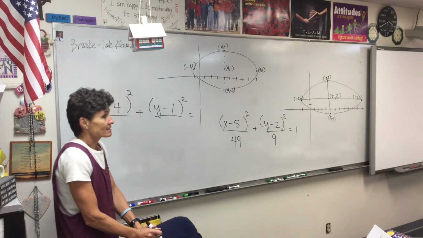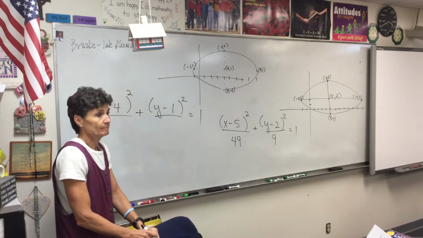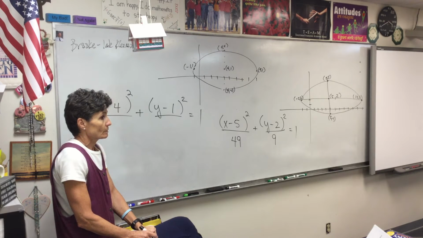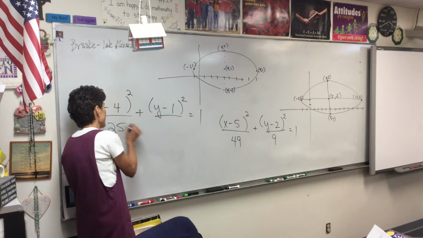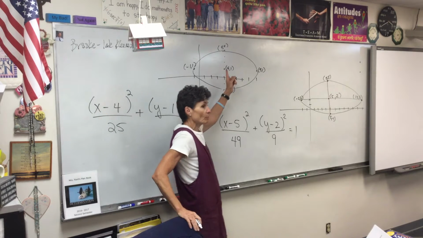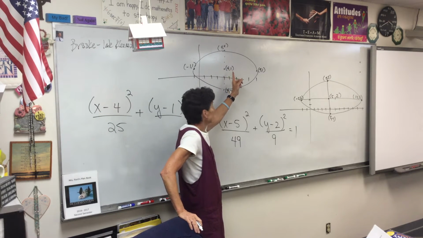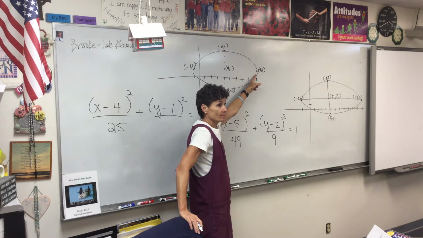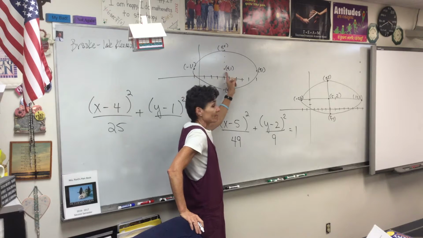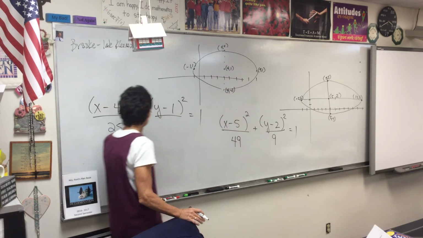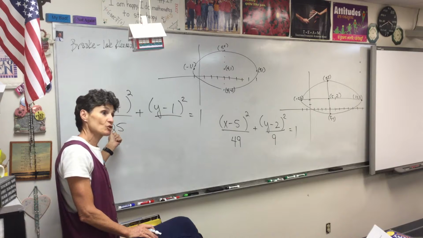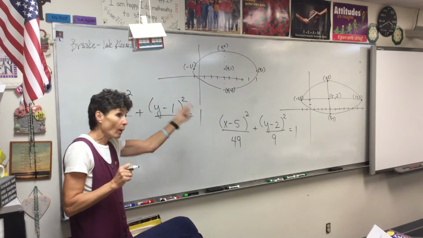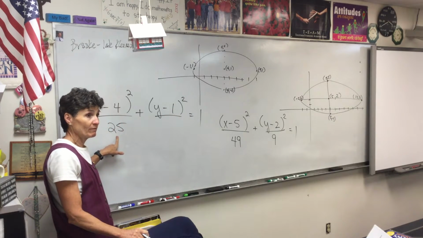Now, can anybody help Mazzy with either one of the numbers underneath here? Where's the 25 go? Under x. And the reason that we're putting the 25 under x is that from here to here is 5. So I'm going 5 each direction, which means that has to be a 25, because I take the square root of that number to graph it. So I'm working backwards. I know I went 5, so that had to be a 25.